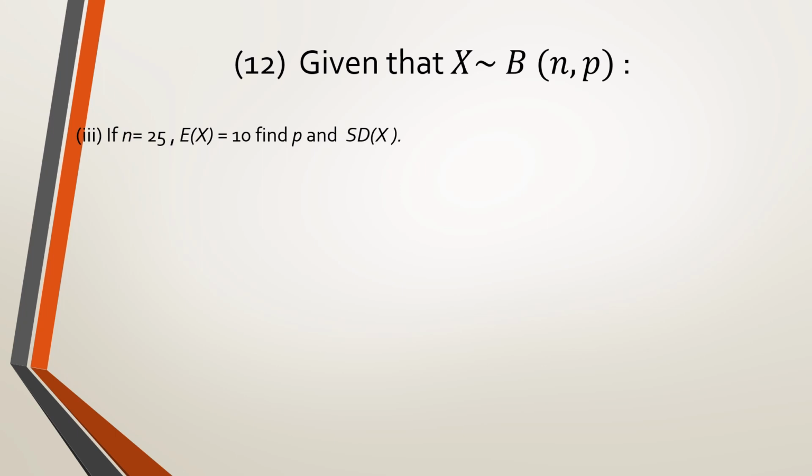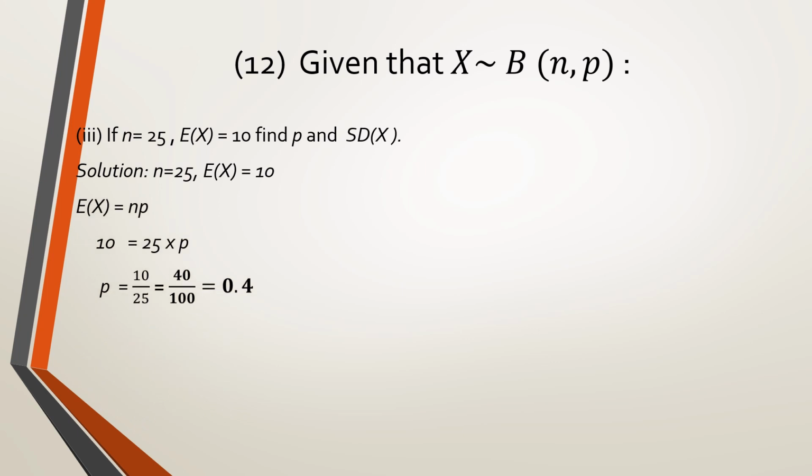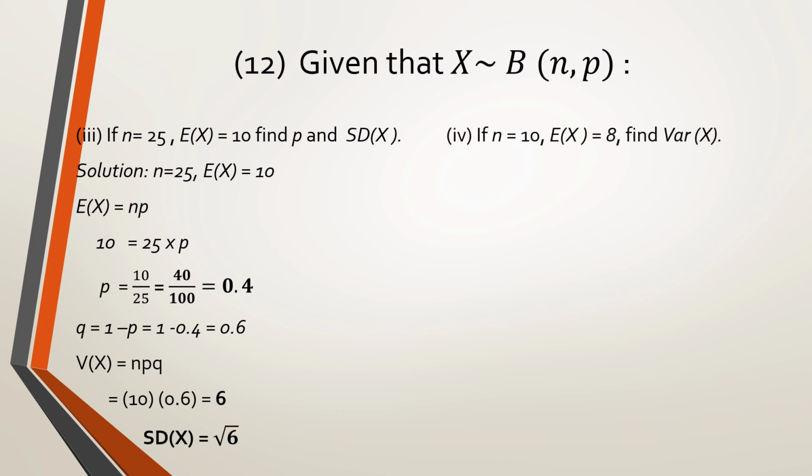Third one, you're given n and E(X) and you're supposed to find p and standard deviation of X. So first formula, E(X) is 10, which is n into p, that is 25 times p. P is 10 by 25, that comes out to be 0.4. Now the value of q, and then V(X) is npq, that's 6. Standard deviation is square root of variance, that is root 6.